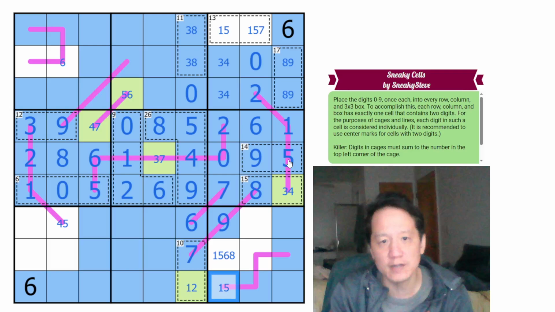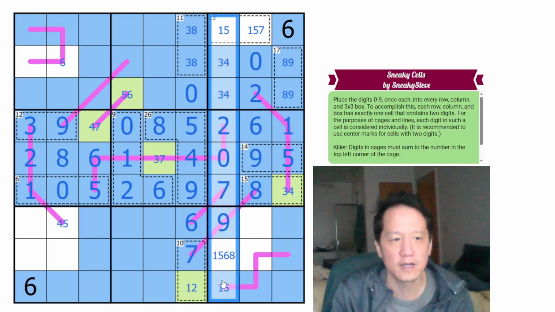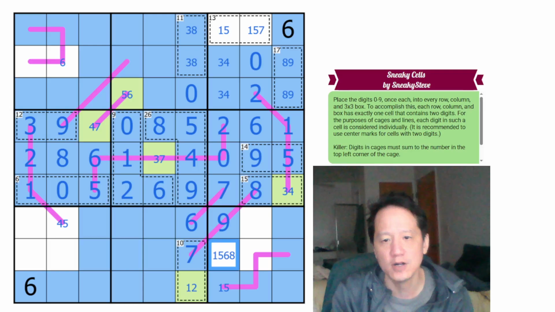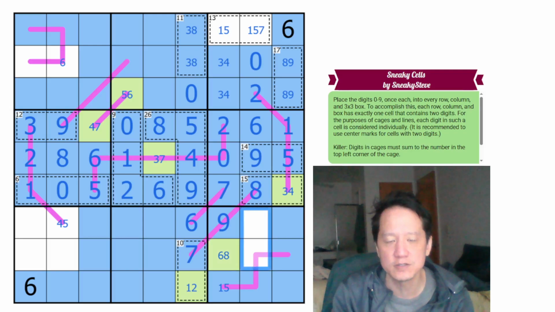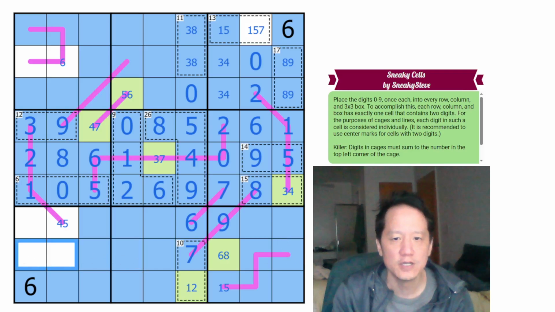This can't be 8. Where is the 8 in column 7? It has to be here with the 6 as a sneaky cell. So this is a sneaky cell, which means none of these can be sneaky cells. And this can't be a sneaky cell. So this is a sneaky cell with 7 and 1 or 5. We're not sure which. Neither of these can be sneaky cells. This is 6 or 8. This is 1 or 5.